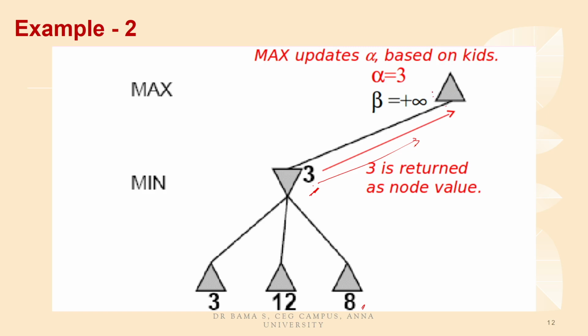At this node, this is a max node. At a max node, alpha is going to get updated, which is going to be the maximum of 3 comma minus infinity. Remember, initially alpha is minus infinity and beta is infinity. At a max node, it is going to be the maximum of minus infinity comma 3. Therefore, this value gets 3 and plus infinity here.